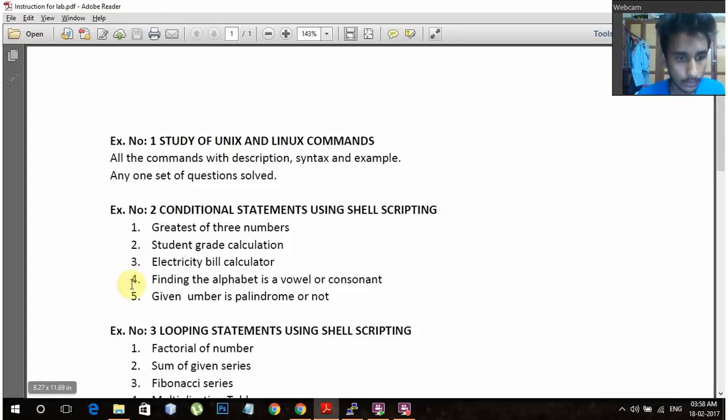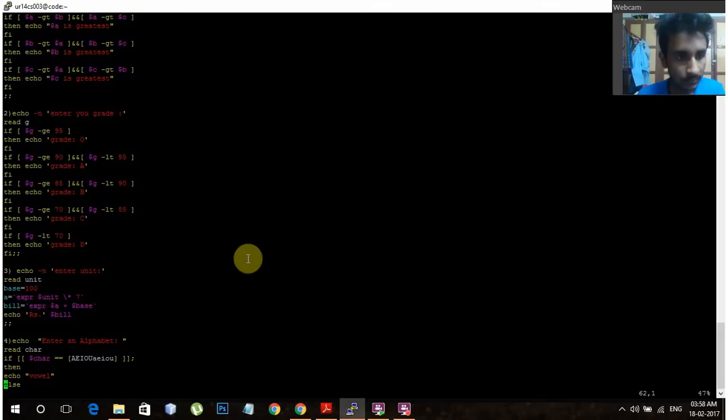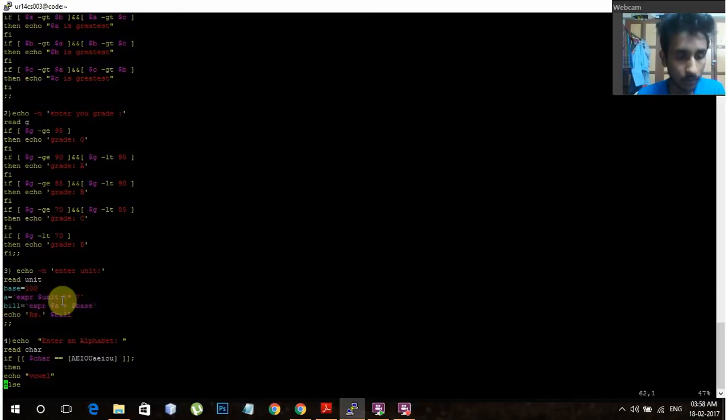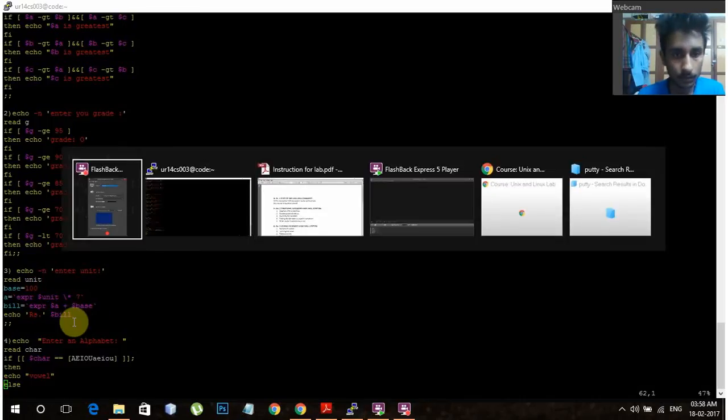Now my third one is an electricity bill calculator. Here I'll be asking the user to enter the number of units used, and I'm going to read the value into the variable unit. Here I've given the base value as 100, and I'm going to use a unit charge of 7. So I'm simply going to multiply the unit by 7, add the base value, and print out the bill. So that's the third one.